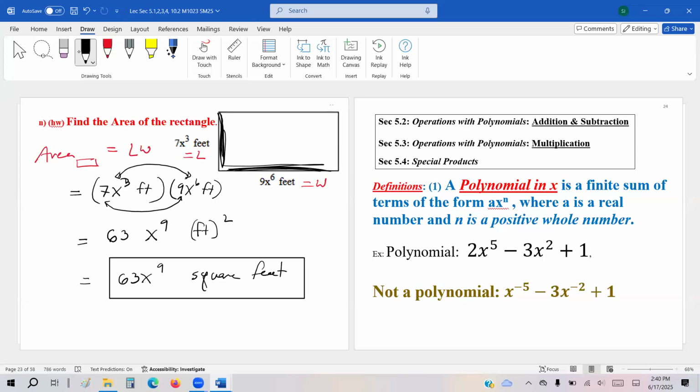For example, the first one, 2x to the 5 minus 3x squared plus 1. If you look at the powers, the first one is 5, the second one is 2, so it's a polynomial. The bottom one, x to the negative 5 minus 3x to the negative 2 plus 1, is not a polynomial because of the negative sign. Even if only one term has a negative power, it's still not a polynomial. It becomes something different. So in order to be a polynomial, we cannot have any negative power on any term.